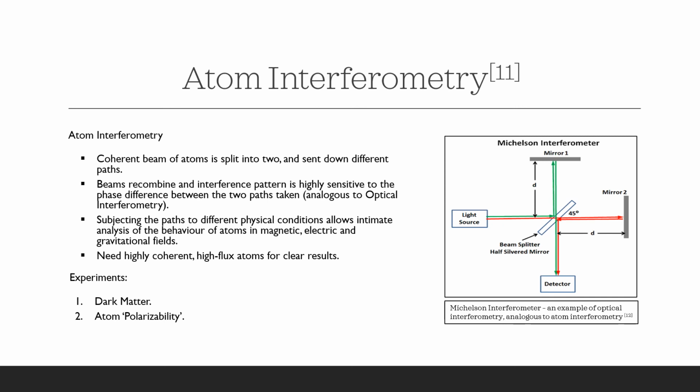Finally, we could analyze the polarizability of atoms by subjecting two atomic streams into different electric fields with varying strengths. We will then be able to measure from the interference differences how much the positive and negative charges within the atoms have shifted to align themselves with the fields.